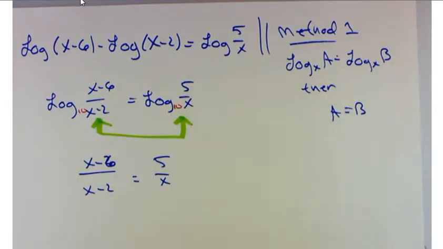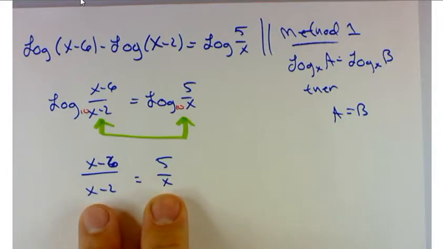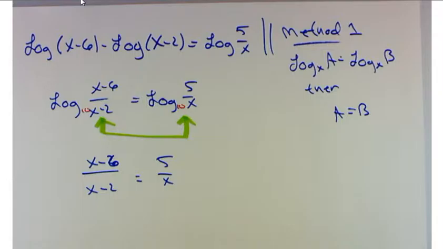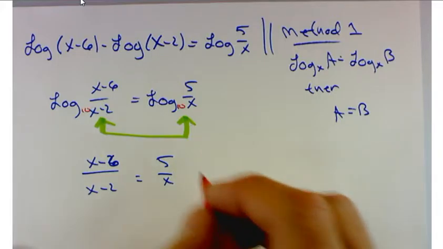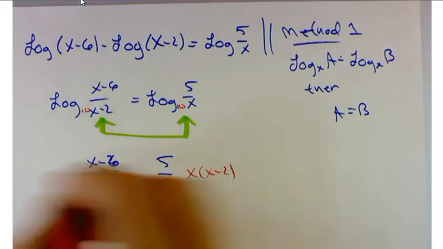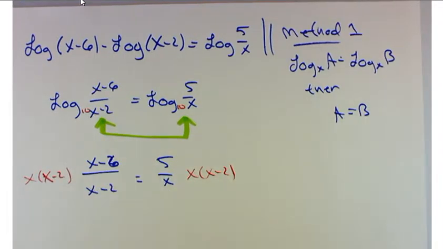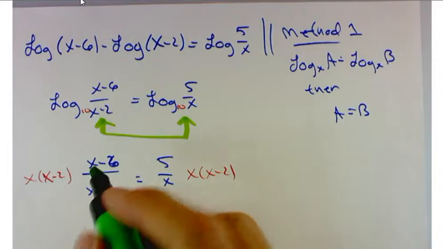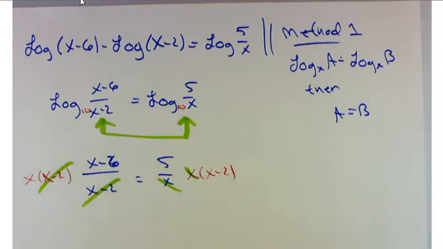Cool. Now what? Now what do we do to solve? In fact, if you multiply both sides by the LCD, that's perfect. And the LCD here is what? What's the lowest common denominator in this one, Kyle? Good. X and x minus 2. So on the left-hand side, x minus 2 will cancel. On the right-hand side, x will cancel.